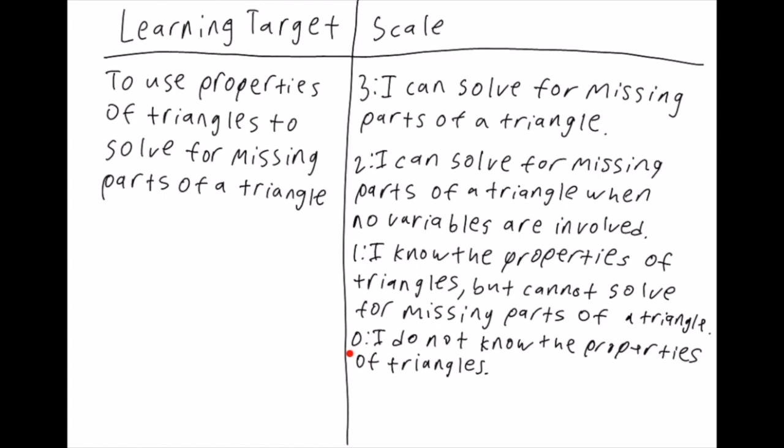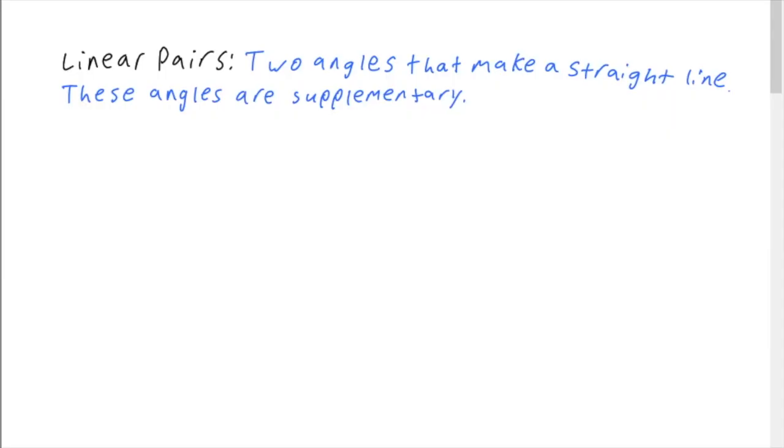Let's get started. Alright, so before we go into the video, I want to talk quickly about linear pairs. So linear pairs are two angles that make a straight line, and these angles are supplementary.